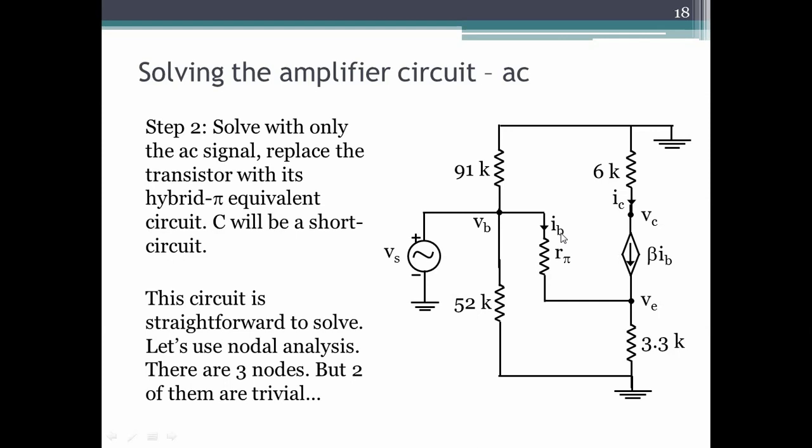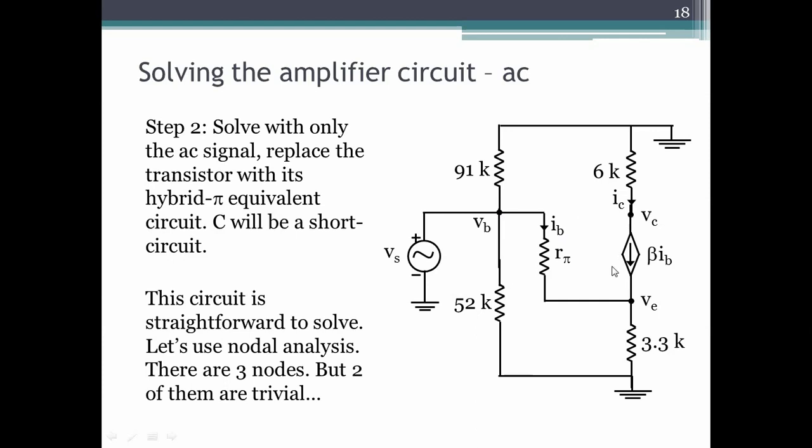Now, of course, we've seen many such circuits last semester. So it's a straightforward circuit to solve. So let us solve it. So let's first look at it. There are actually 3 nodes here, 1, 2, 3.